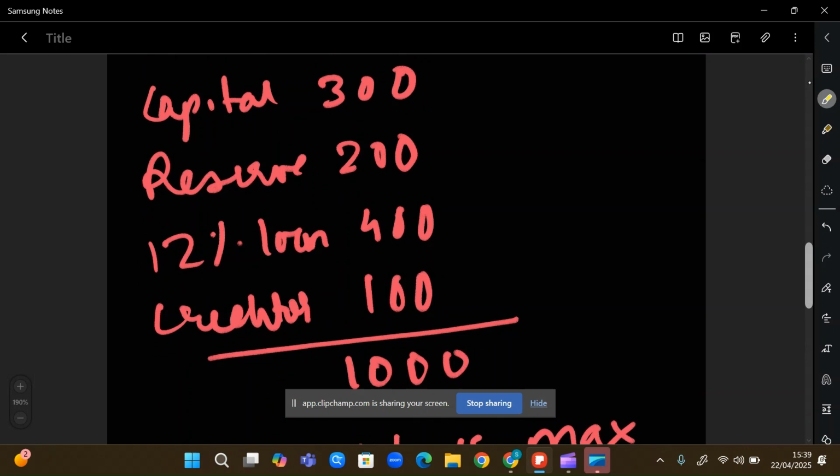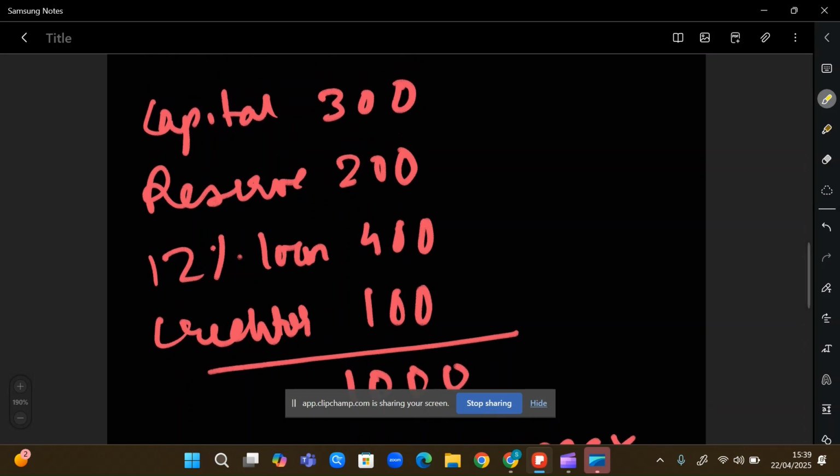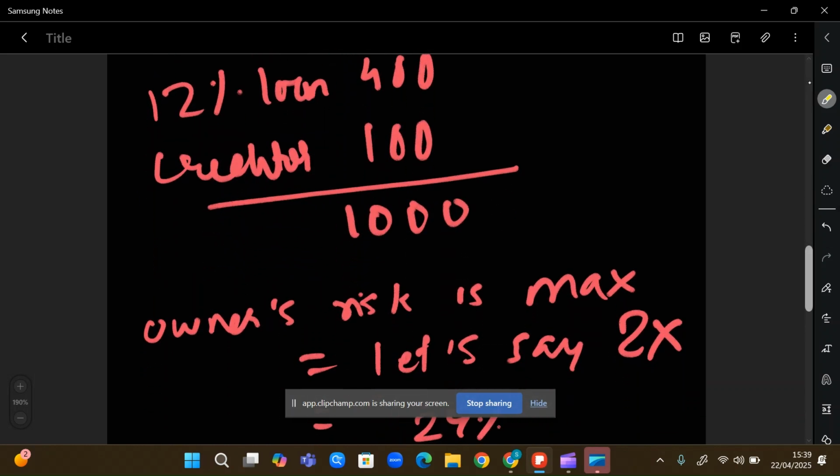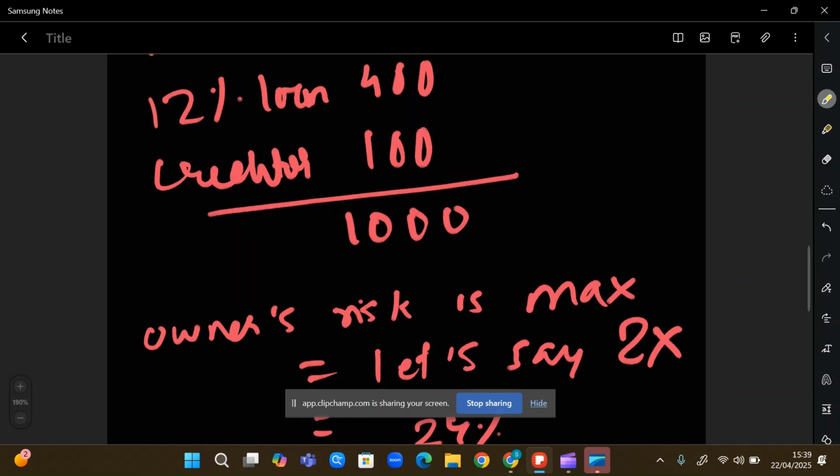Capital is 300 rupees, reserves are 200, 12% loan amounts to 400, creditor is 100, so it is 1000. If the lender is expecting 12% with all the assurance, all the paperwork, all the documentation, security of assets to fall upon in case things don't work, the owner carries the risk of losses and deserves a substantially higher return. Let's say a minimum of 2x, then it would be 24%.